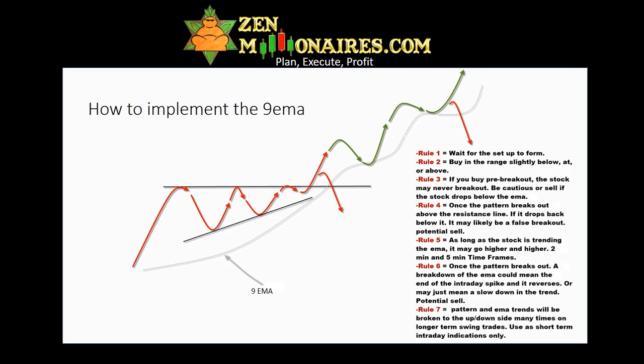And rule number 6, once the pattern breaks out, a breakdown of the EMA could mean the end of the intraday spike and it reverses, or it may just mean to slow down on the trend, and it's a potential sell. Rule number 7, the pattern and the EMA trends will be broken on the up and down side many times on longer term swing trades.